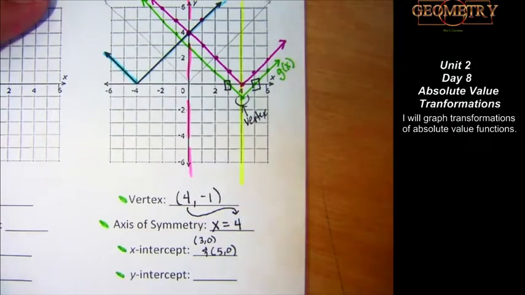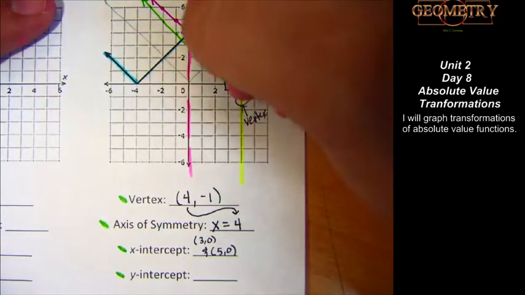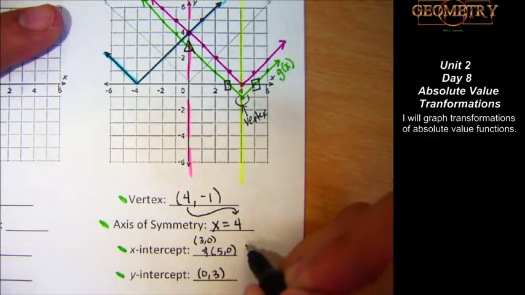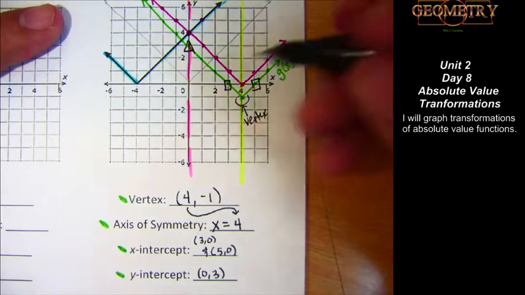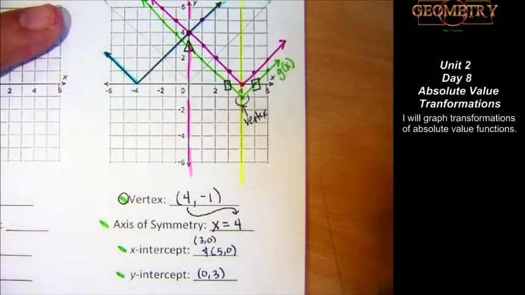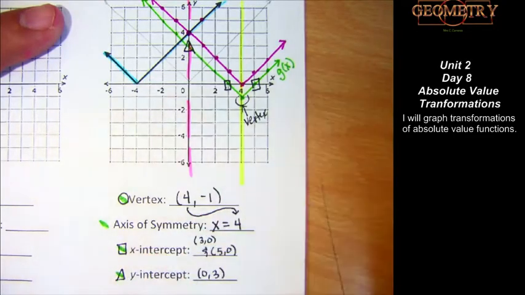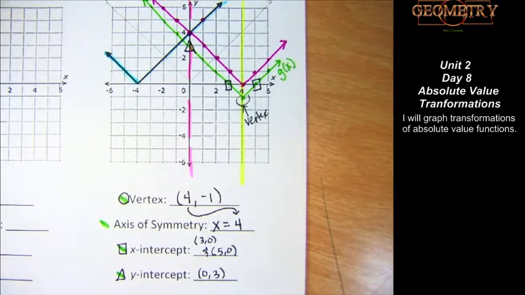All right, y-intercept. 0, 3. Here it is right here. And I'm going to give you a little key, there it is. So that way you can refer back to your graph and see where I pulled that information.